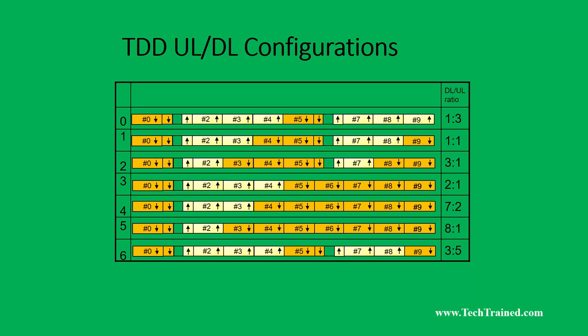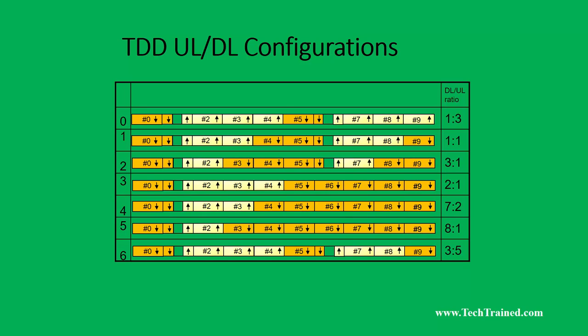So in the last column, where it says downlink uplink ratio, that ratio is computed based on the number of downlink subframes and uplink subframes, which is shown over there. So that's the main difference. There are 7 different configurations for TDD radio frames, and each has its own specific special subframes.